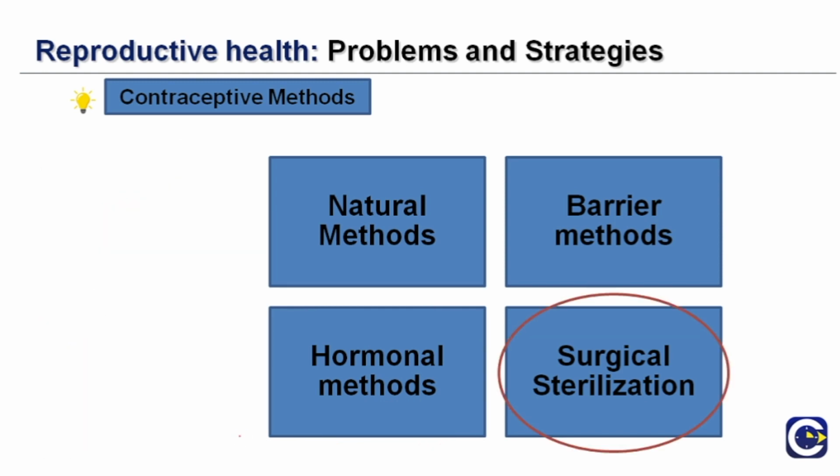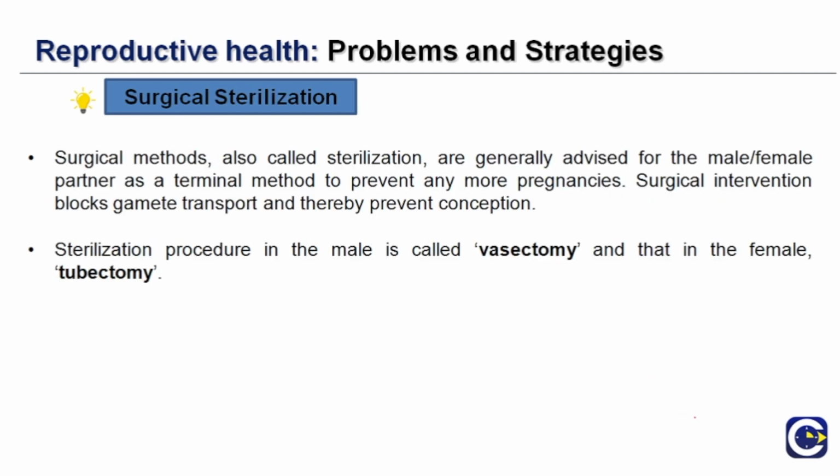Next we will look at the fourth method, that is surgical sterilization. So what is surgical sterilization? Surgical methods, also called sterilization, are generally advised for the male or female partner as a terminal method to prevent any more pregnancies.